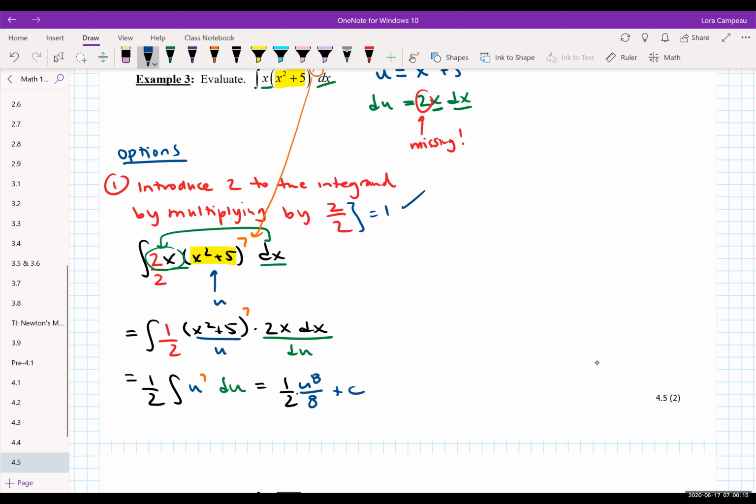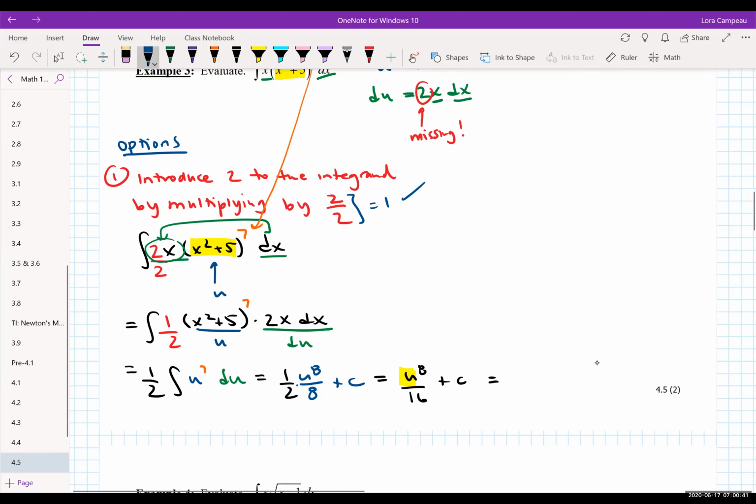And so if you notice the 1/2 was still there, what we want to do is maybe clean this up a little bit. I'll move sideways just because I don't want to crowd the next page. So I should have u to the 8th over 16 plus c. But remember, if you started with x, you got to end with x. So the final step is replacing your u with whatever you substituted it with. And in our case, u is equal to x squared plus 5. So we should have that over 16 all to the 8th plus a c.